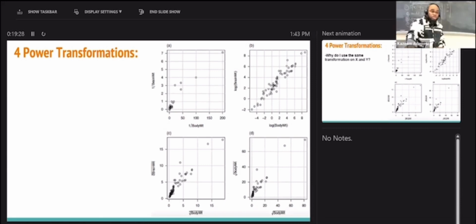We're going to be thinking, should we do the reciprocal? Now what we want to transform is both variables, right? Why both variables? The two of them are weights, brain weight and body weight, and because they are weights, I can use the same level of transformation. That is why if you take a look at the first one, I'm doing the reciprocal of the two. I look at the log. I look at the cubic.